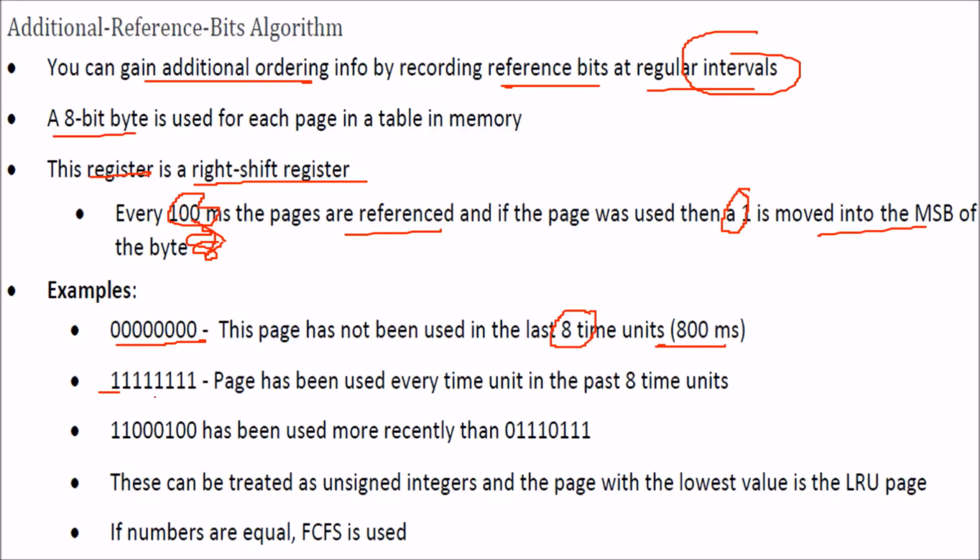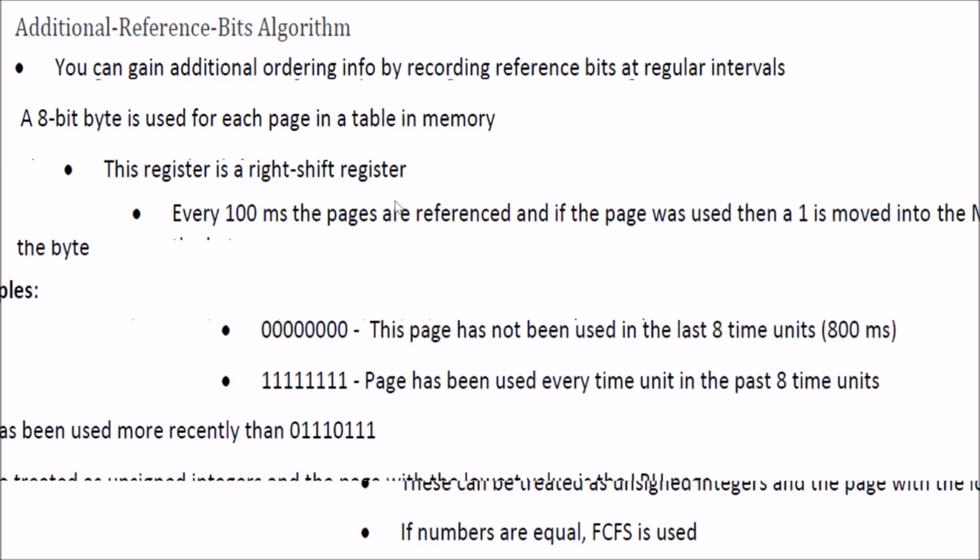How about 11111111, eight times? This page has been used every time in the last 8 time units. How about this? See, this one was just used. This was not used. So this is more recent than this. So this can be treated as an unsigned integer, and the page with the lowest value in the LRU of this byte unit can be replaced. If both of these are equal, then we use first come first serve.